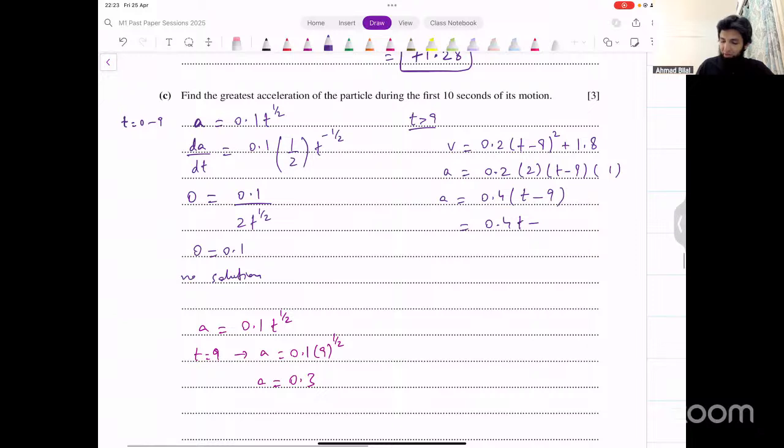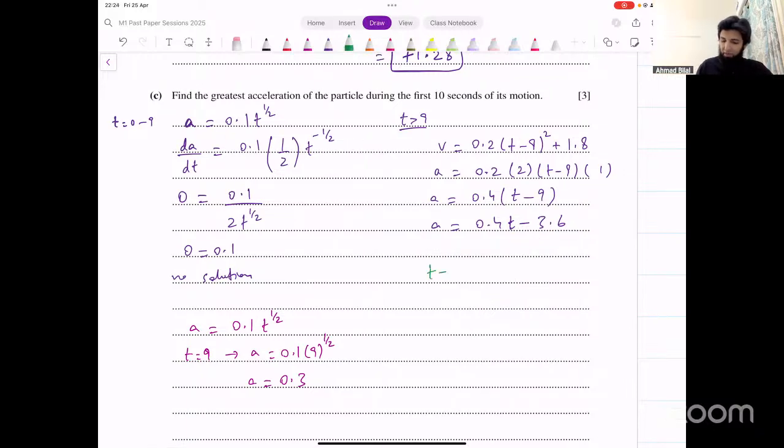0.4t minus 3.6 equals 0. Now it's a straight line with positive gradient. So from 9 to 10 now, from t equal 9 to 10, when will we have the greatest possible value for acceleration in this interval?